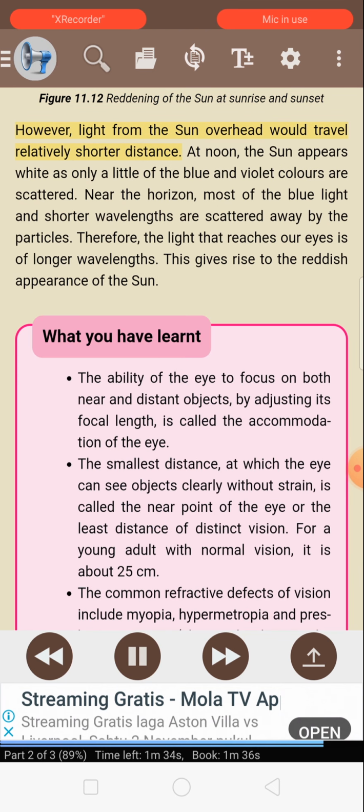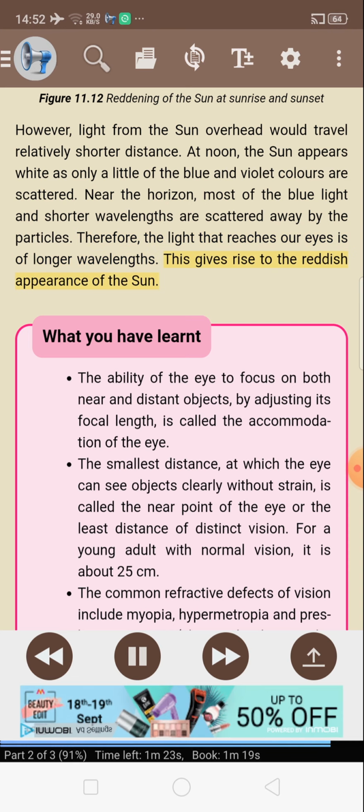Figure 11.12: Reddening of the sun at sunrise and sunset. However, light from the sun overhead would travel a relatively shorter distance. At noon, the sun appears white as only a little of the blue and violet colors are scattered. Near the horizon, most of the blue light and shorter wavelengths are scattered away by the particles. Therefore, the light that reaches our eyes is of longer wavelengths. This gives rise to the reddish appearance of the sun.